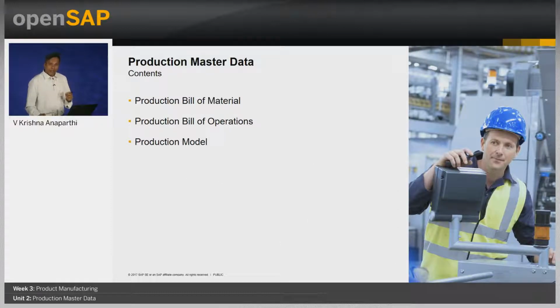There are primarily three master data elements that will help the user in defining production process. Production bill of material, which is most commonly referred to as BOM, production bill of operations, which is most commonly referred to as BOO, and finally production model. Production model is created by combining bill of material and bill of operation. Let's go through them in detail now.